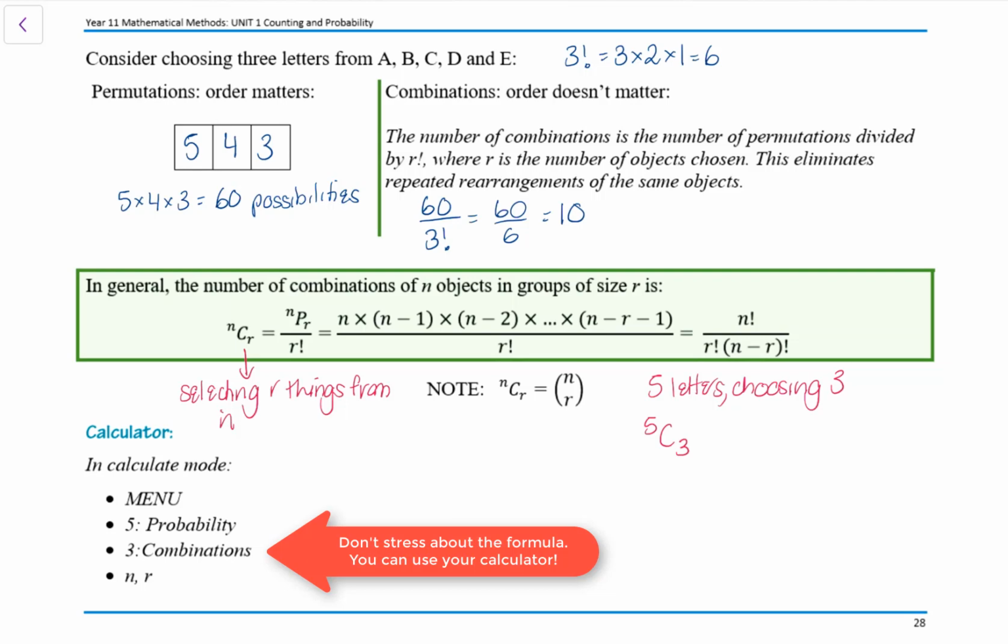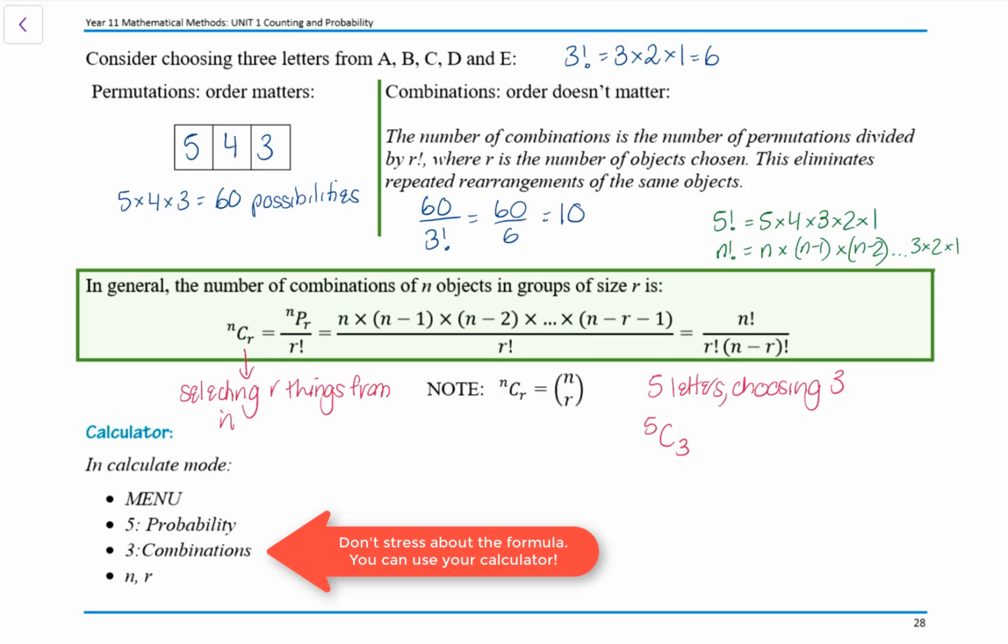The other thing to note is what factorial means. If I have 5 factorial, it's 5 times 4 times 3 times 2 times 1. So if I have n factorial, it's n times, take 1 away from n, times, take another 1 away, and then you keep going until you get down to 3 times 2 times 1. But again, don't stress about the formulas. In all honesty, just think about 5C3 and go to your calculators.